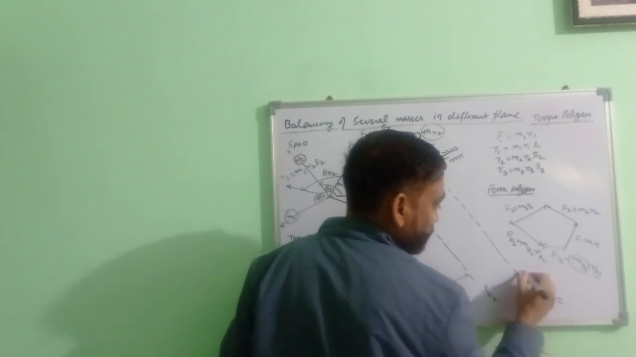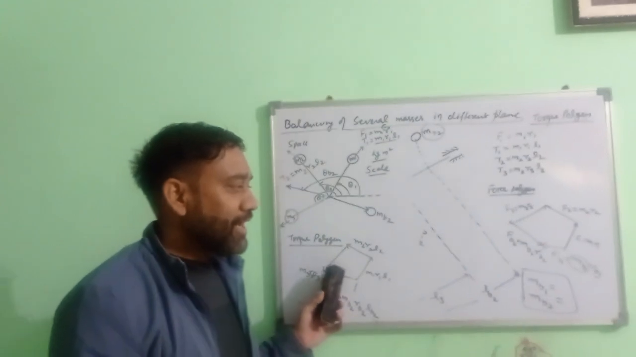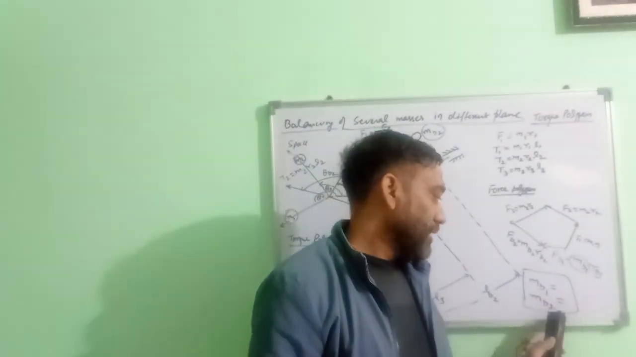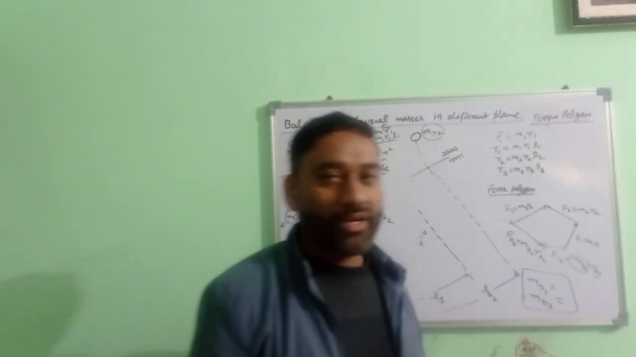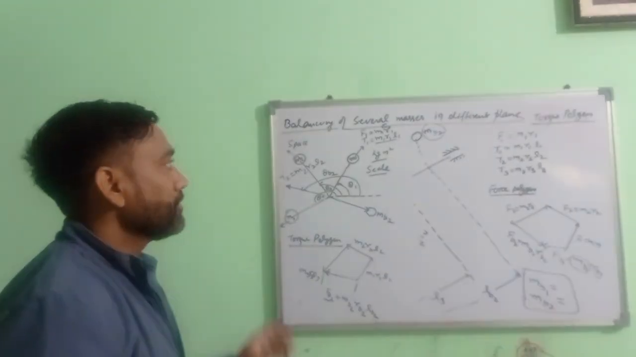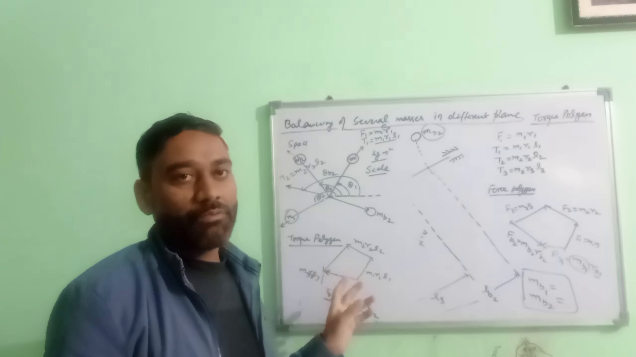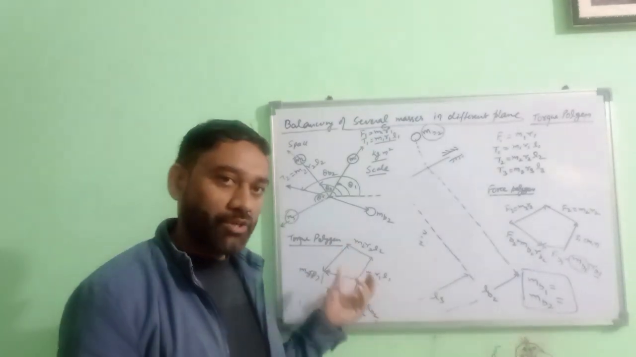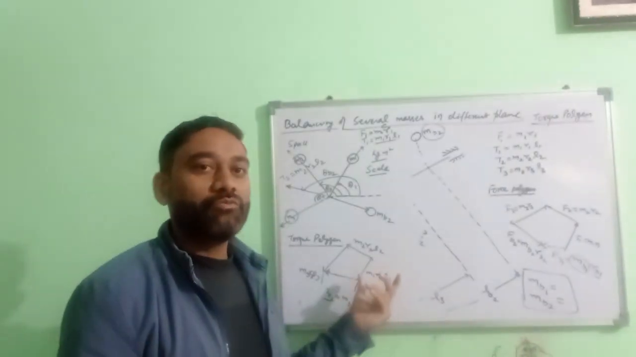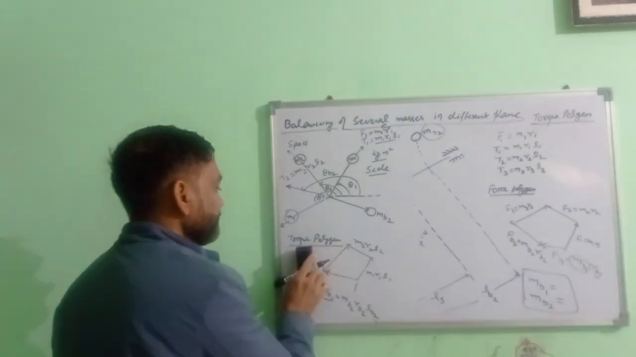So with the help of the torque polygon and force polygon, first with the torque polygon we find out one mass, and with the help of the force polygon we find out the second mass, and then both values MB1 and MB2 we calculate. So this is the balancing of several masses in different planes, and this is a dynamic problem, because we consider this also a couple that creates a torque, and with the help of the torque polygon and force polygon, we find out the unbalanced masses. Thank you.